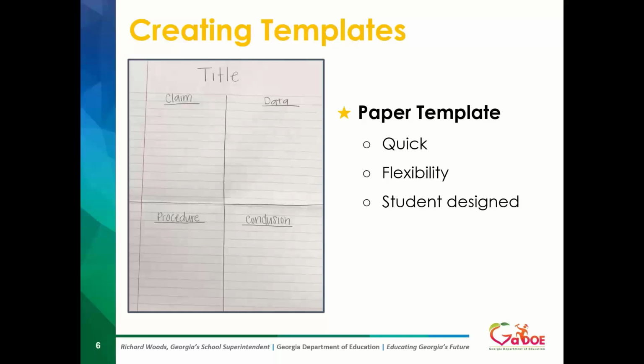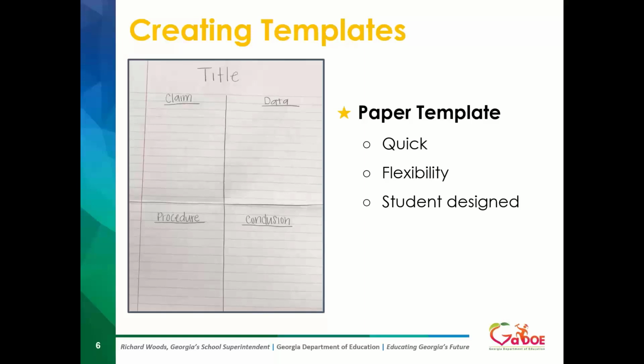Because a lot of times in science, teachers give recipes that they want their students to follow. And so trying to get our students trained for designing their own, this is a great way to kind of start that process. So first box is claim, second box is going to be their list of steps that they're creating.